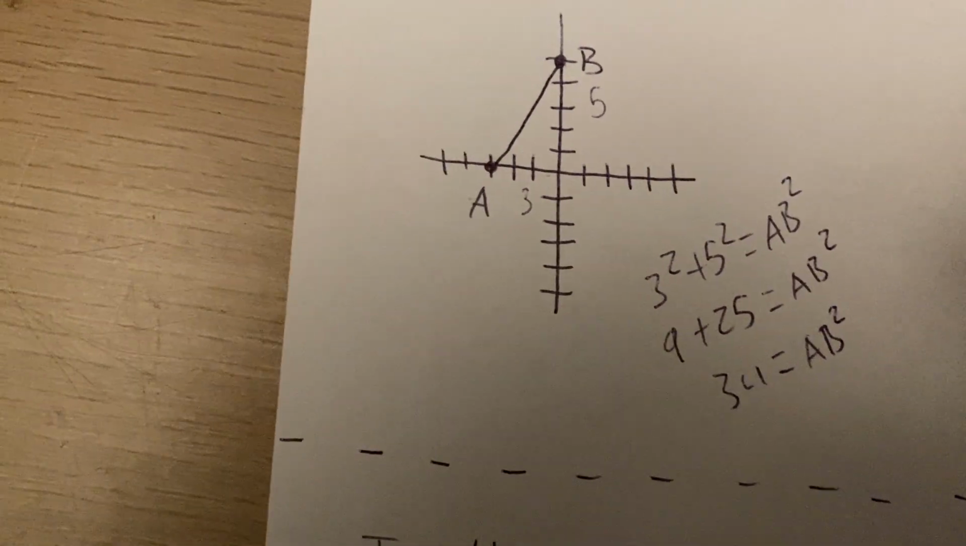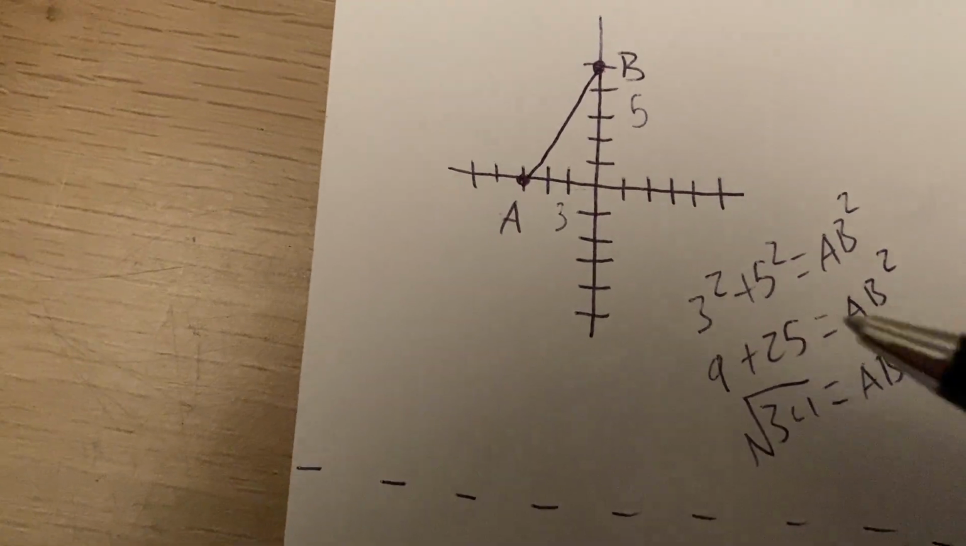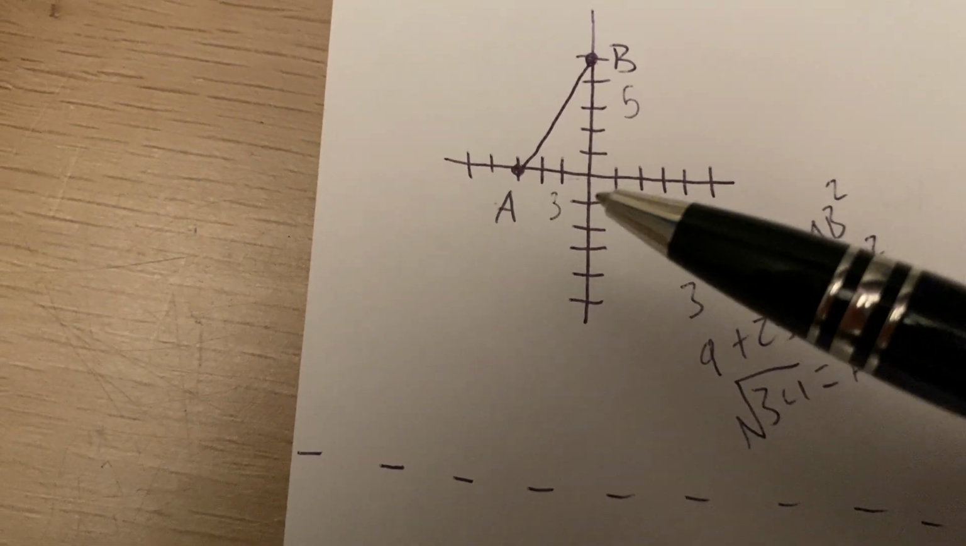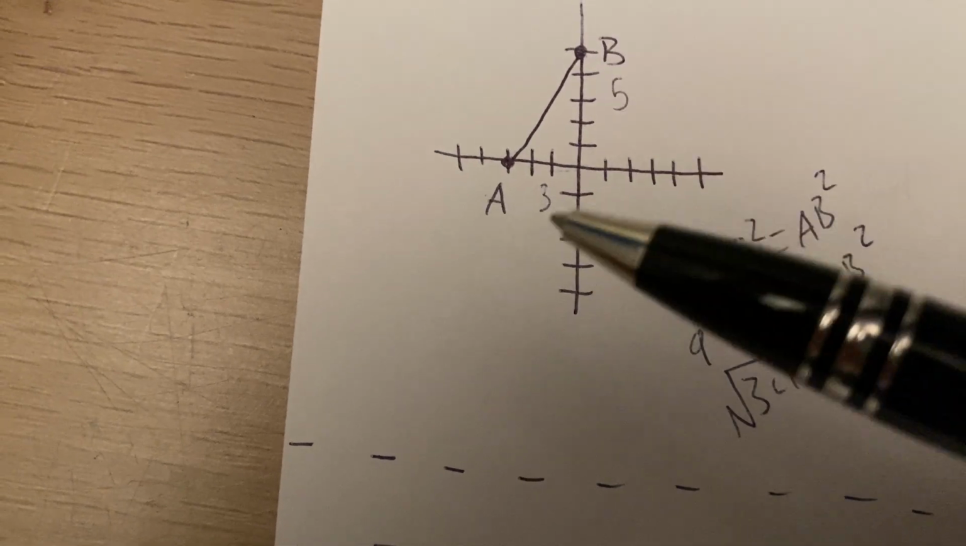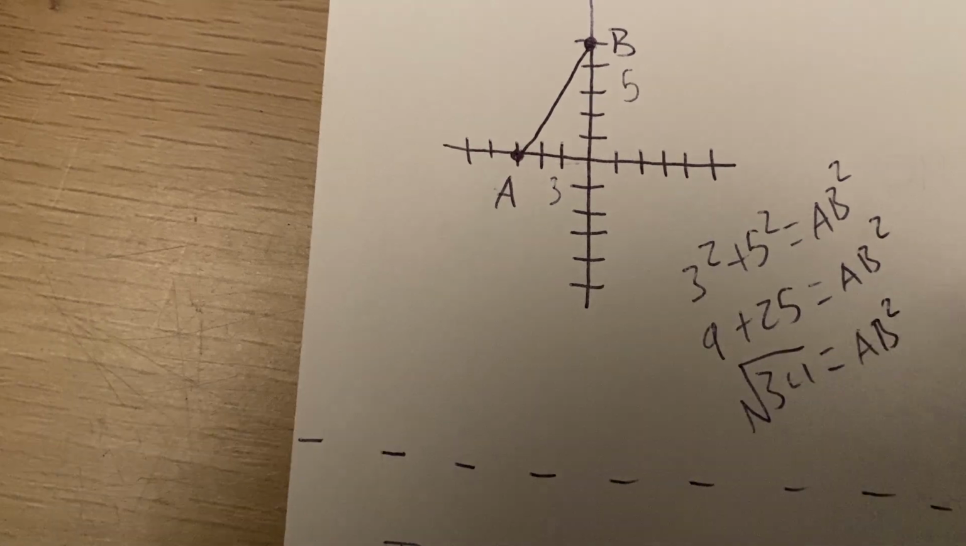And what's the last thing you do? You square root, and you are done. So all we did is find this length, 3, this length, 5, squared both of them, then added them up and square rooted.